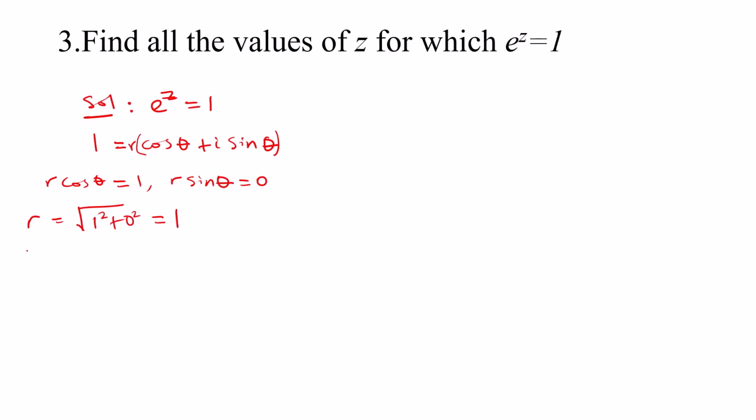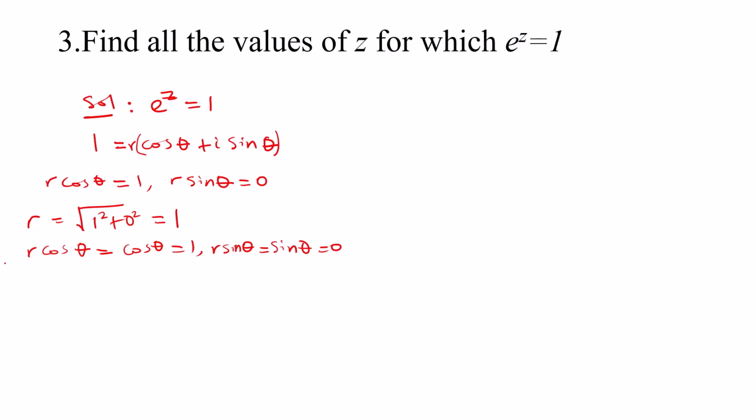So we now say that r cos theta is cos theta, which is equal to 1, and r sin theta is sin theta, which is equal to 0.